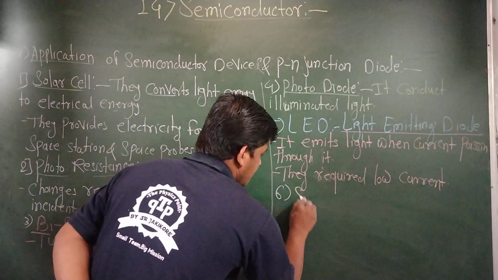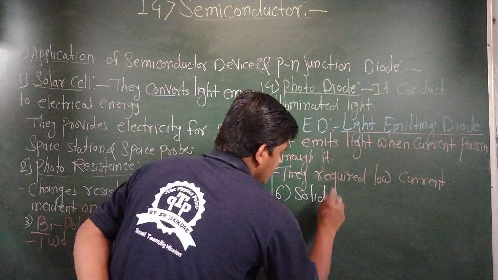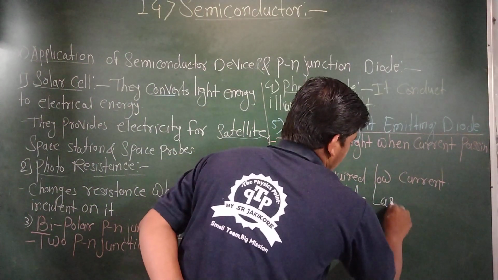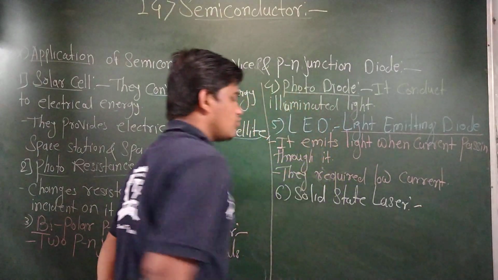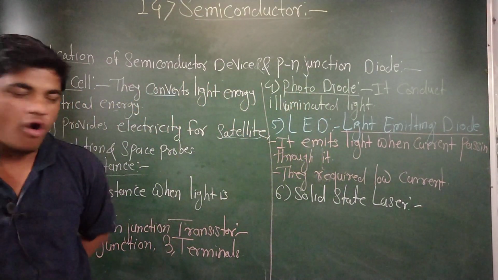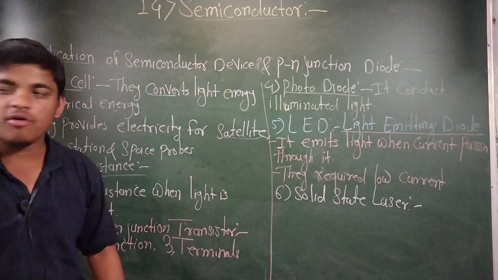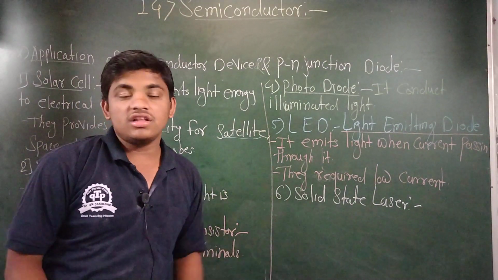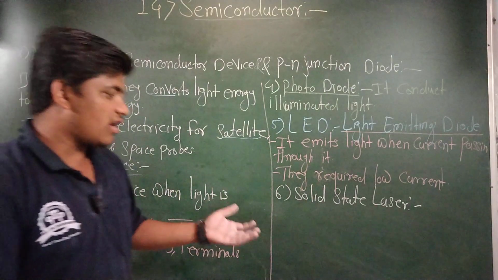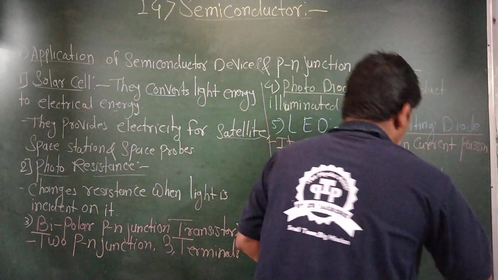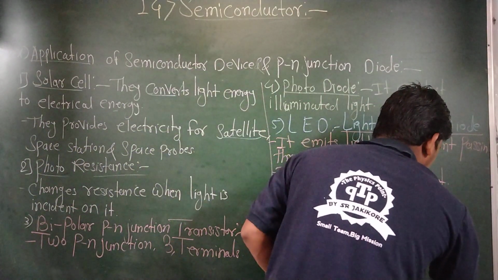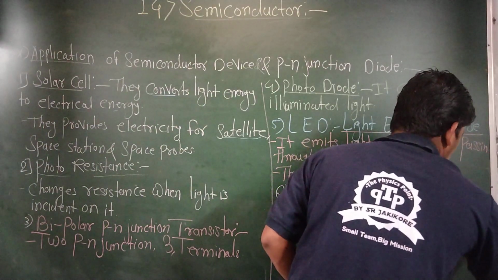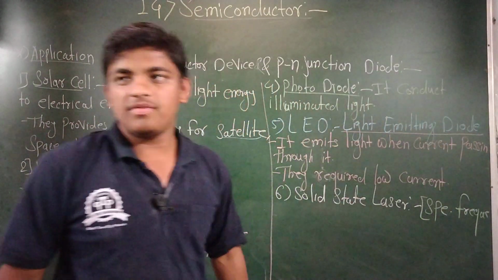The sixth one is solid state laser. The solid state laser is a special type of the LEDs. It is a special type of the LEDs and it also emits the light at a specific frequency. It has its own frequency, so it emits the light with the specific frequency.